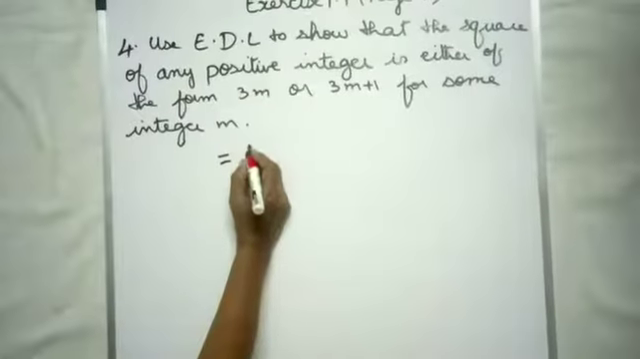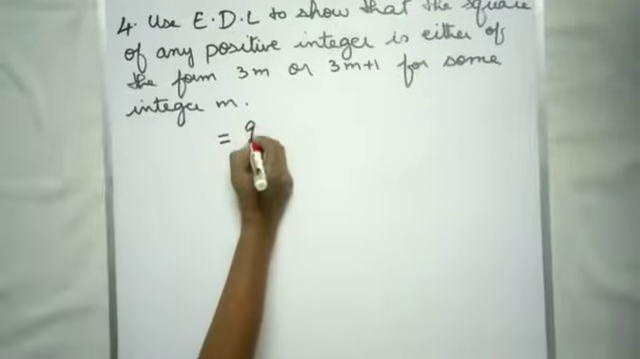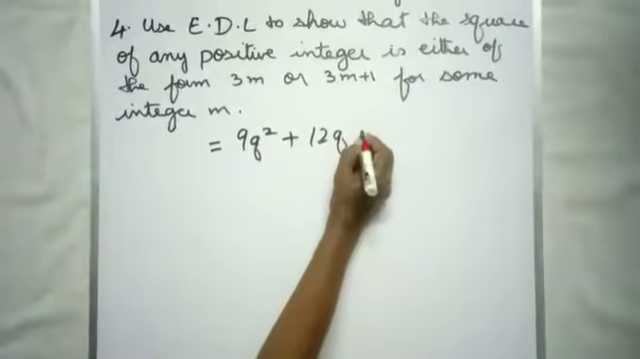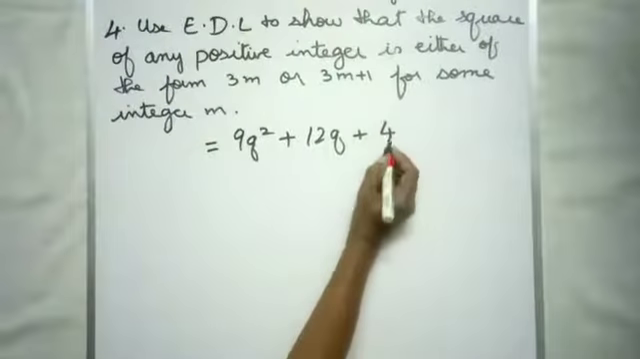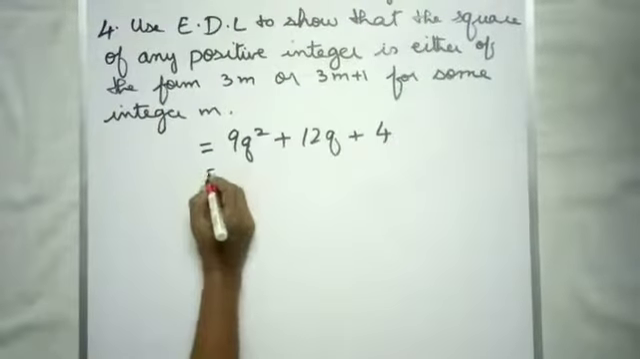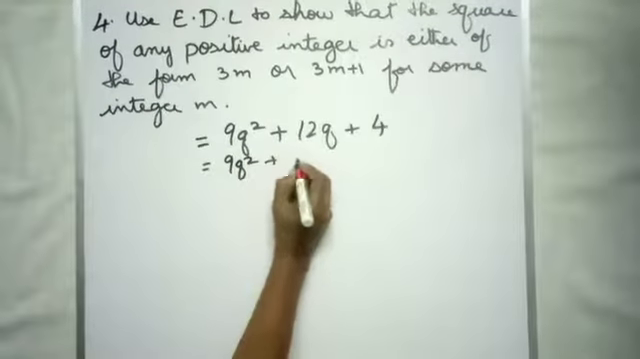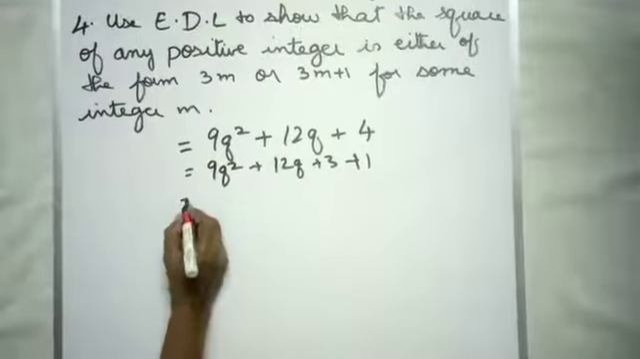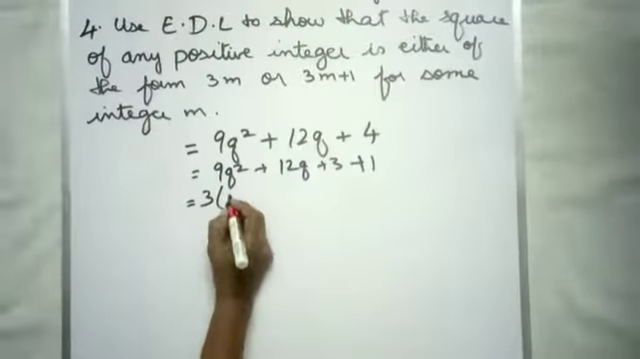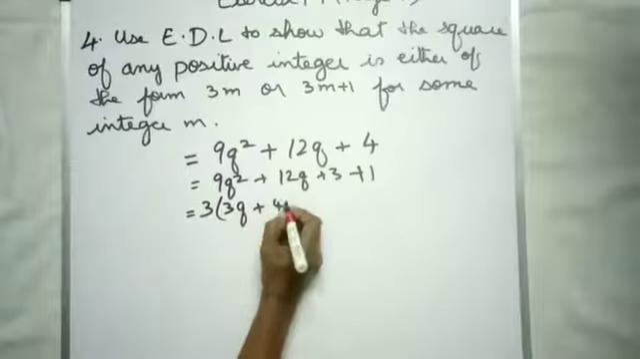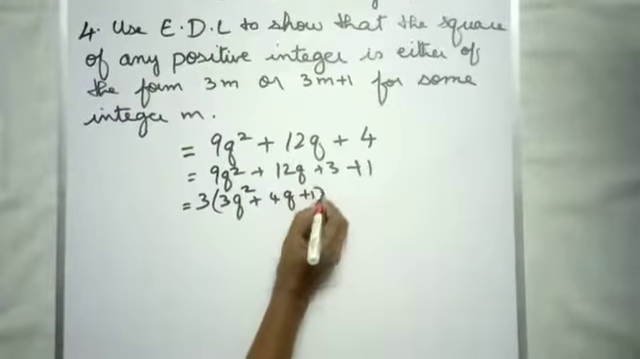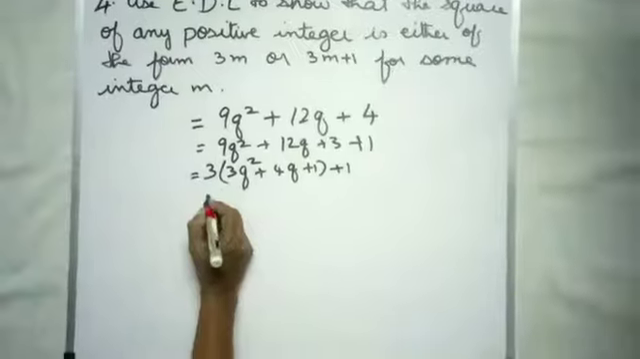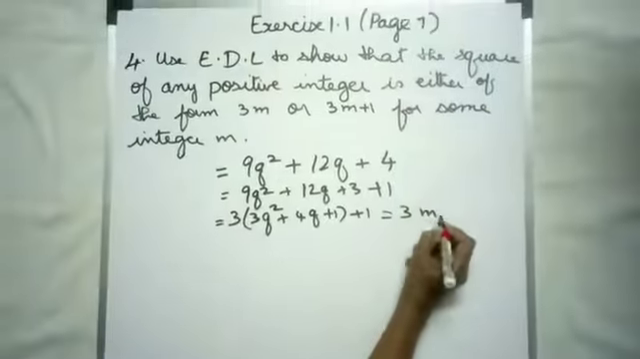A square, that is 3q the whole square, so 9q square, plus 2 into 3q into 2 is 12q, plus B square, we had 2 square, that is 4. Now let us rewrite this 4 as 3 plus 1. So 9q square plus 12q plus 3 plus 1. These three are multiples of 3. So let us have 3 as a common factor: 3 into 3q square plus 4q plus 1. This is not a multiple of 3, so let us have it as it is. Now this can be rewritten as 3m plus 1.